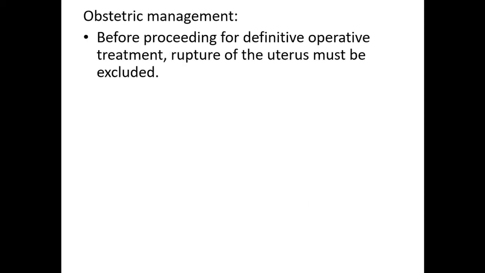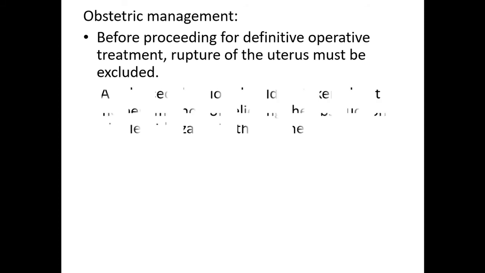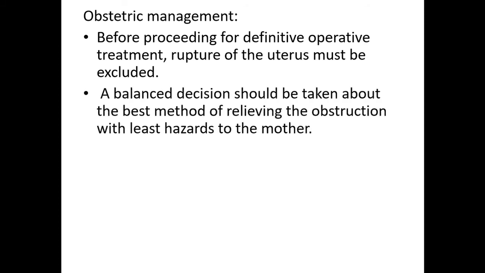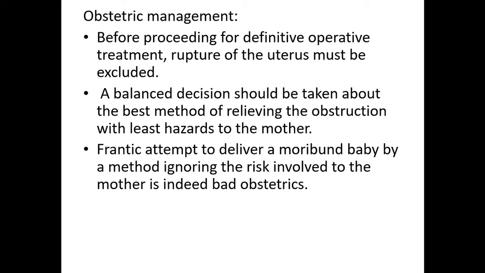In obstetric management, before proceeding to a definitive operative treatment, rupture of the uterus must be excluded, because by the time the obstructed labor comes to management, sometimes rupture of the uterus may have happened. So before we proceed to further management, we have to exclude the chance of rupture of the uterus. A balanced decision should be taken about the best method of relieving the obstruction with least hazards to the mother.